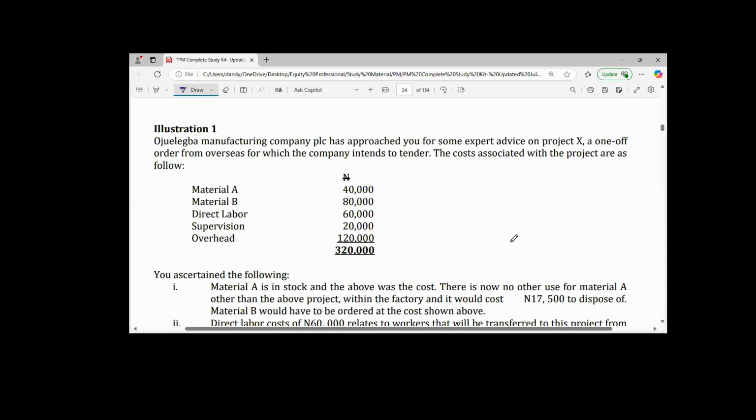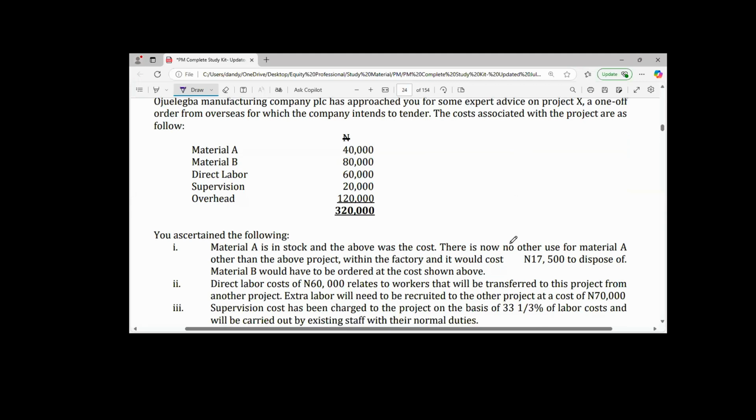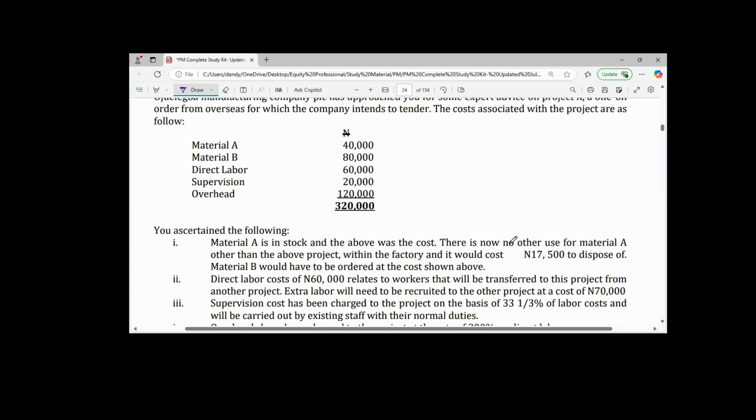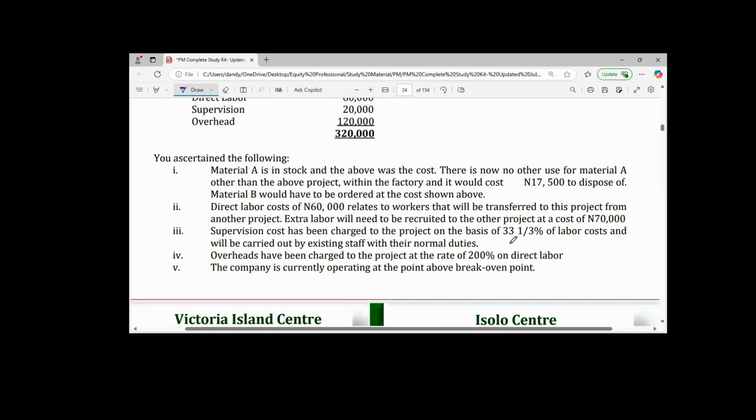You are to ascertain the following. 1. Material A is in stock, and the above was the cost. There is now no other use for material A other than the above project within the factory, and it will cost 17,500 to dispose of. Material B will have to be ordered at the cost shown above. 2. Direct labor cost of 60,000 relates to workers that will be transferred to this project from another project. Extra labor will need to be recruited to the other project at a cost of 70,000 naira.